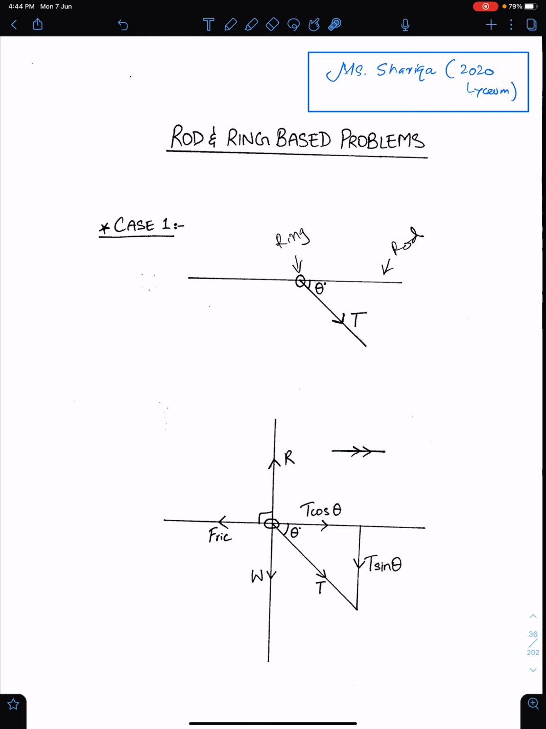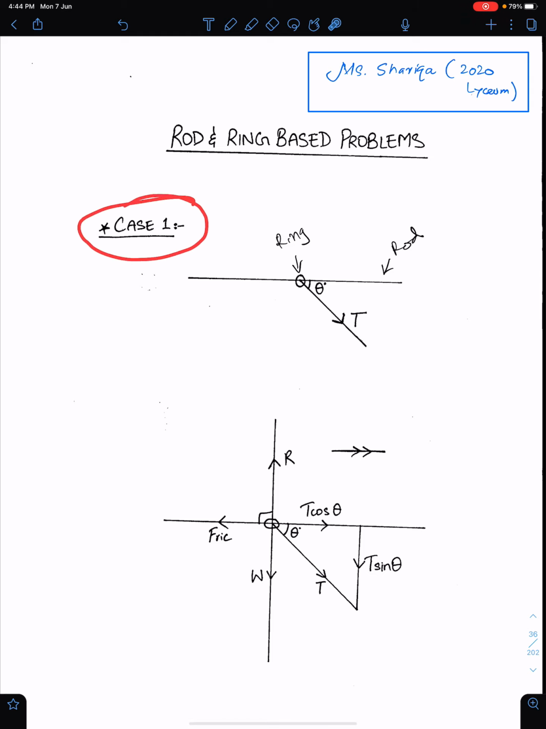Ameen. Alhamdulillahi rabbil alameen. In this lecture, I will discuss the important concepts of rod and ring based problems with examples. And for this, I am using the work of an outstanding and one of my best student, Miss Sharika Batul of class 2020, the Lyceum.